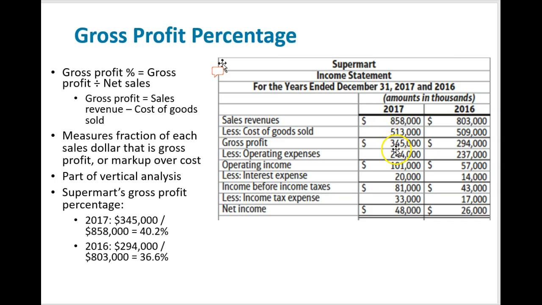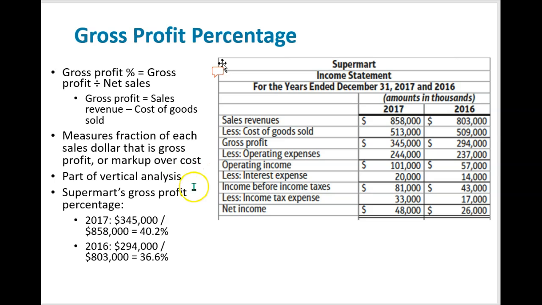This is a really good number because it's consistent, it's comparable from year to year. This is how much before our operating expenses we're making on our sales. So it measures the fraction of each sales dollar that's profit or markup over cost. In 2016, our gross profit percentage was 36%, and in 2017, it's 40%. That's a very large increase. Generally, gross profit doesn't change that fast or that high, especially in a supermarket.